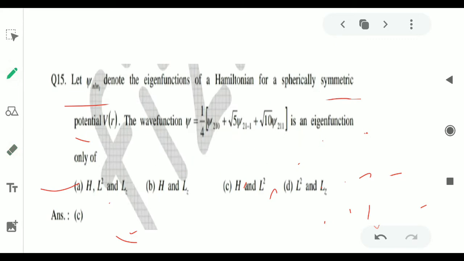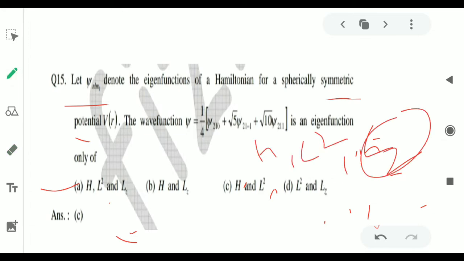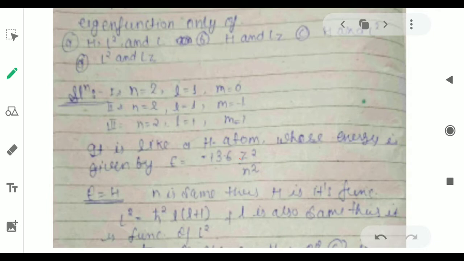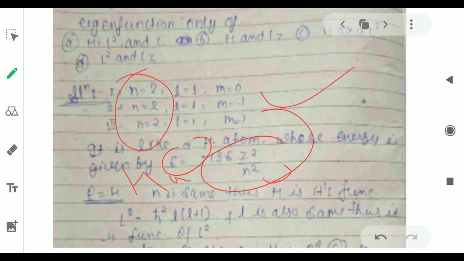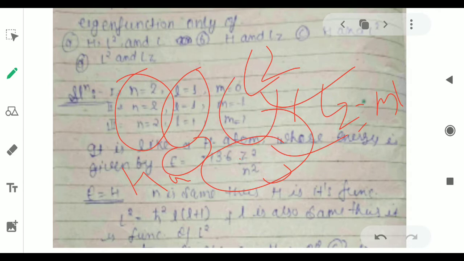So m is not the same, so the function will not depend on m, because Lz is equal to m h cross. We know that Lz is m h cross, and m is not the same for this, so it will not depend on m. It only depends on H and L square, not Lz, because for Lz m is not the same, while the value of n and L is already the same. Okay, so I have explained this question. It depends on n, and energy or H depends on n, and the value of n is the same for all, so it depends on n or H. Now the value of L is also the same, so it will depend on L square, and Lz is equal to m h cross, and m is not the same, so it will not depend on Lz.